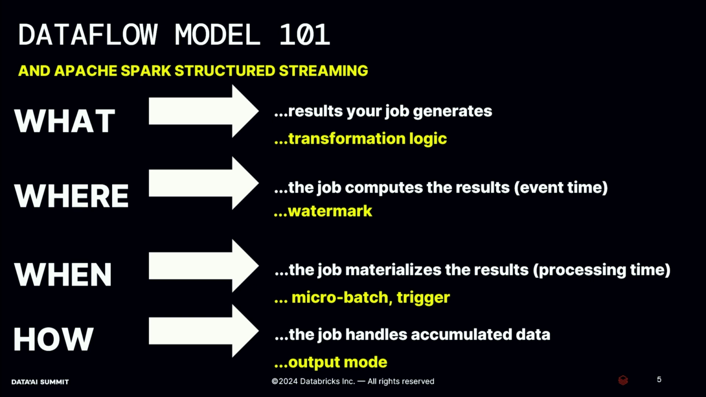the microbatch is based on triggers, and one of the most common triggers is the processing time trigger. So the correlation between the processing time of the data flow model and the processing time of Spark is very obvious. And finally, the how applies to the output mode.